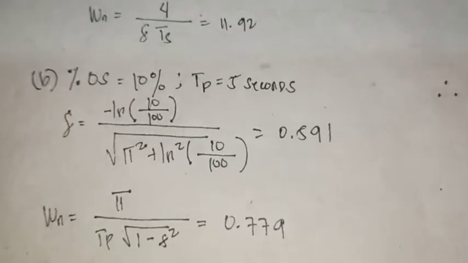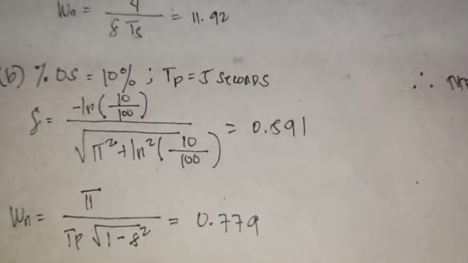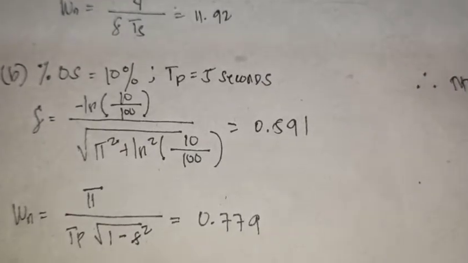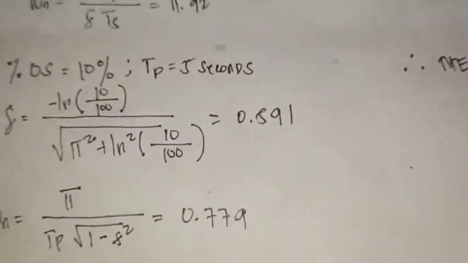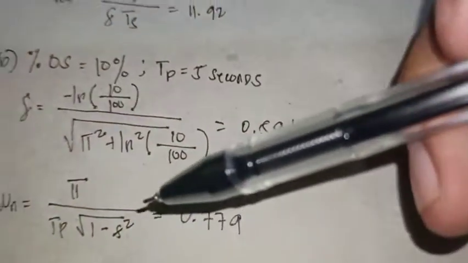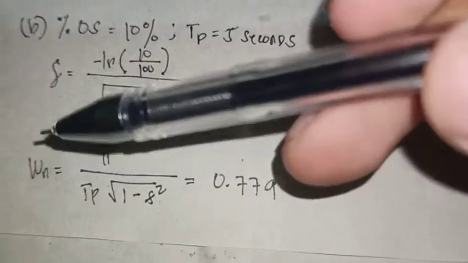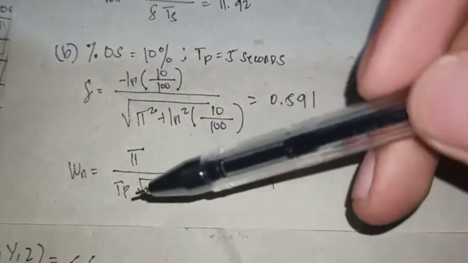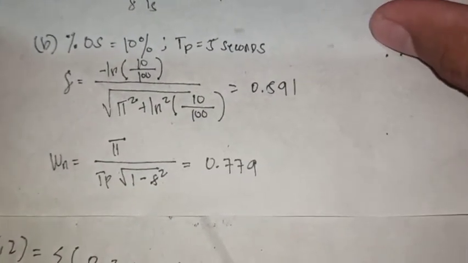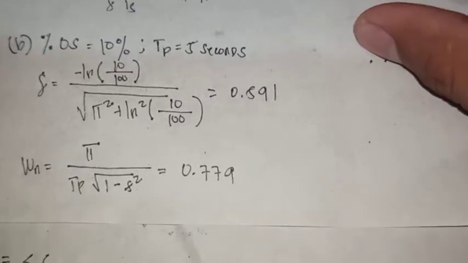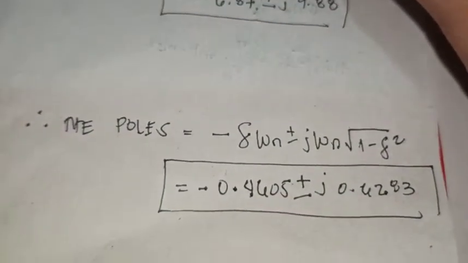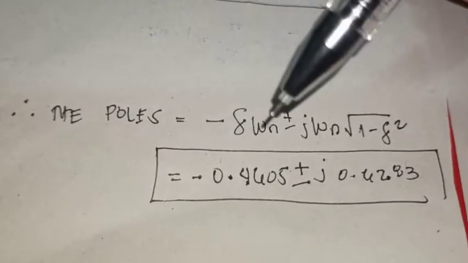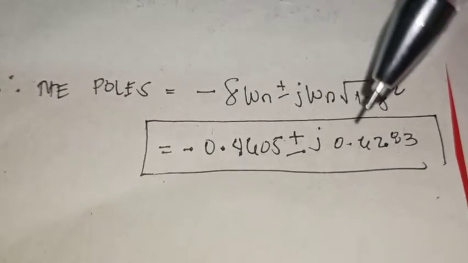Next is the natural frequency. Since the given is the peak time, the formula is different. The peak time Tp equals pi over natural frequency times square root of 1 minus damping ratio squared, which gives 0.779. Then we put these in the same formula, and we end up with 0.4605 plus negative j 0.6283.